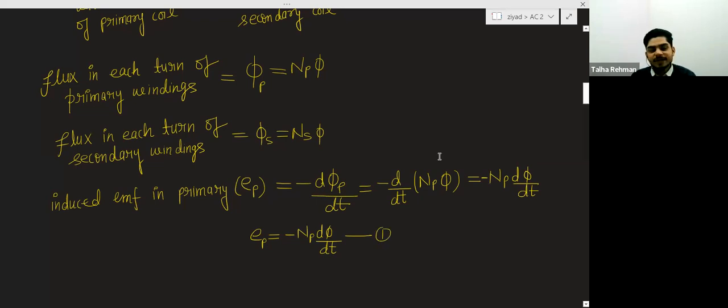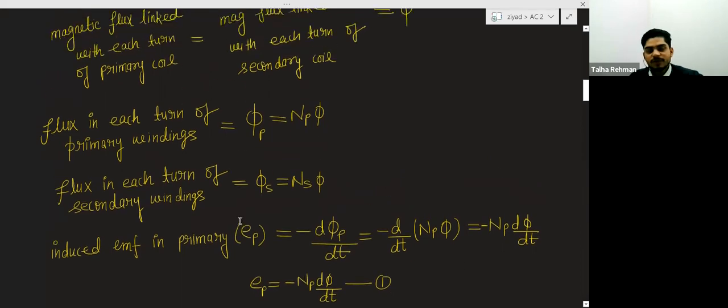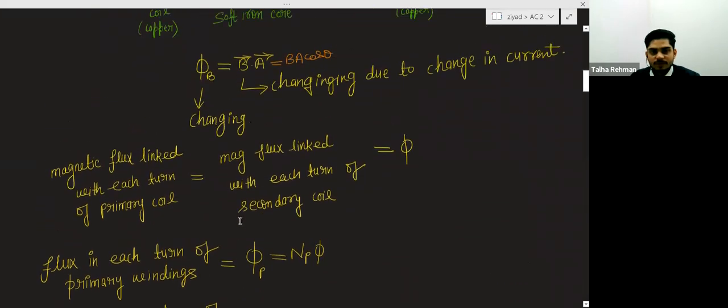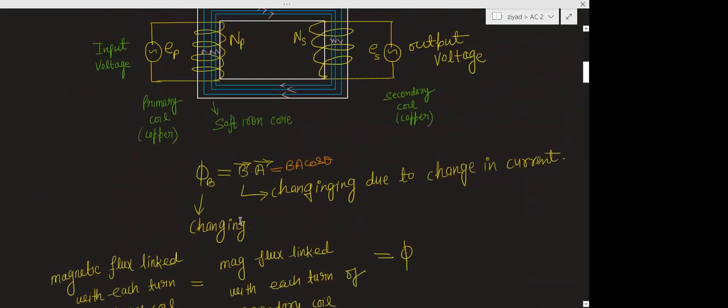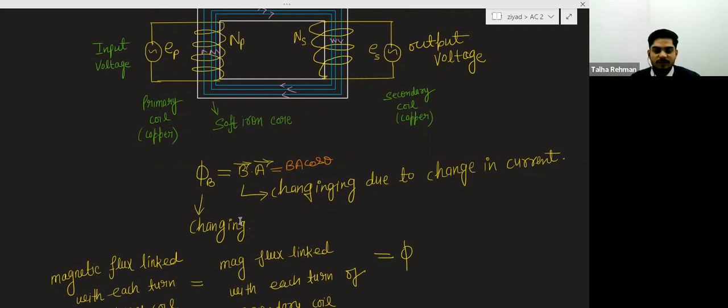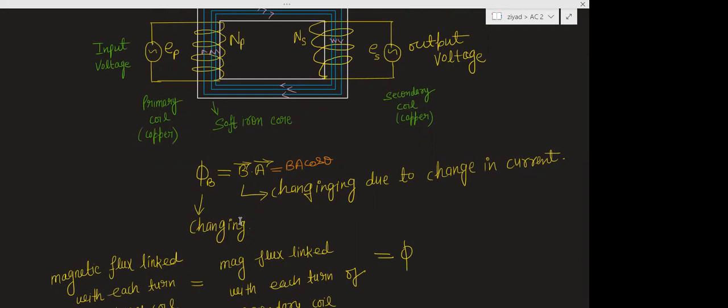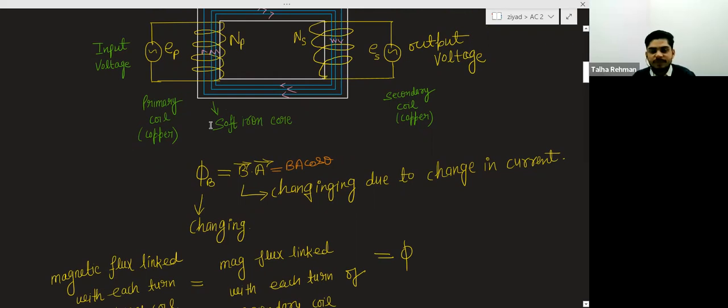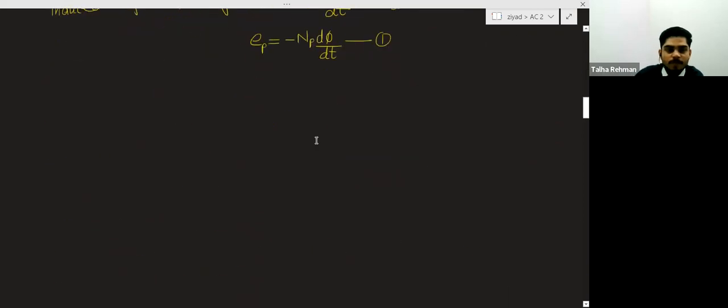Tell me, why is there an induced EMF in the primary coil? Because there is a change in the magnetic flux. That is why there is an induced EMF in the primary coil. Now, the induced EMF in the secondary coil.